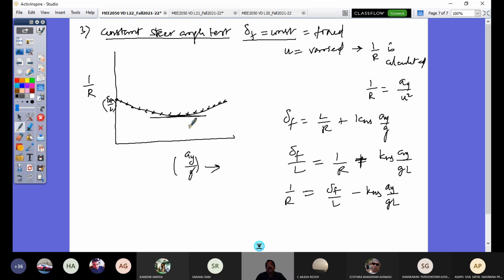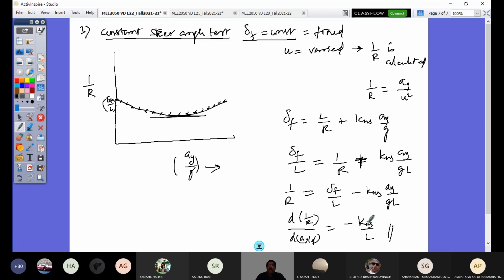Slope is 0. So when slope is 0, what is my slope here? d(1/R) by d(AY by G). I have to take lateral acceleration as the varying parameter, because delta f is fixed, L is fixed. So the variable is AY by G. When I do that, what is it that I'll have here? This is going to be 0. So minus KUS by L. KUS by L I have.